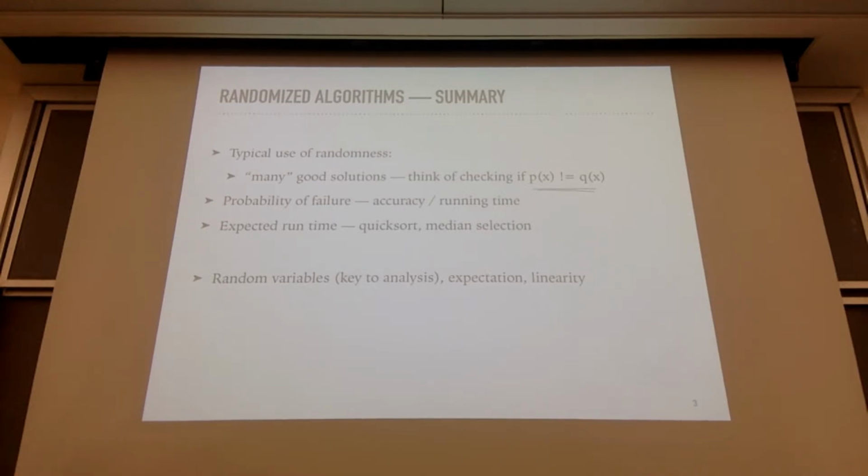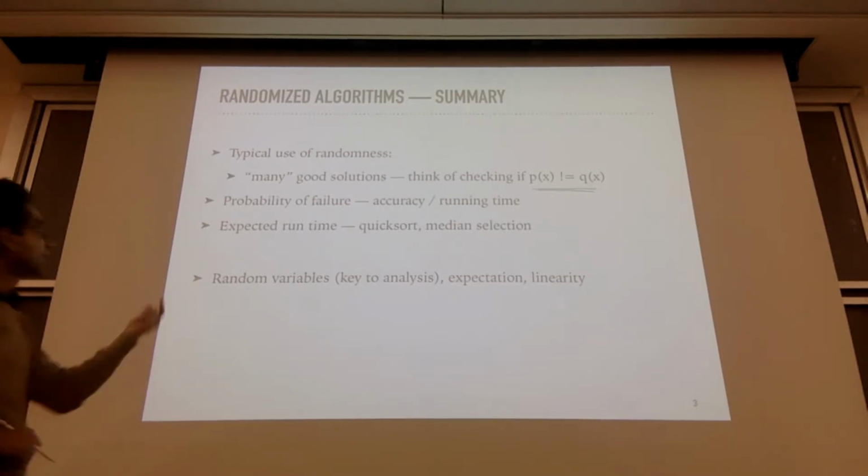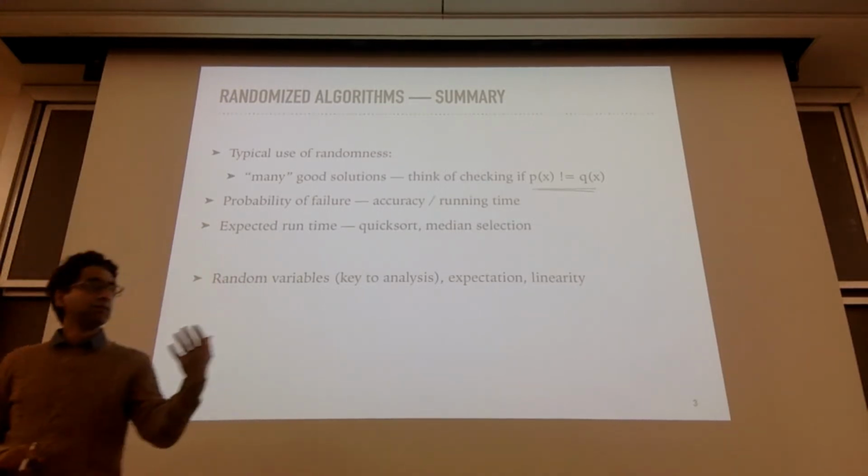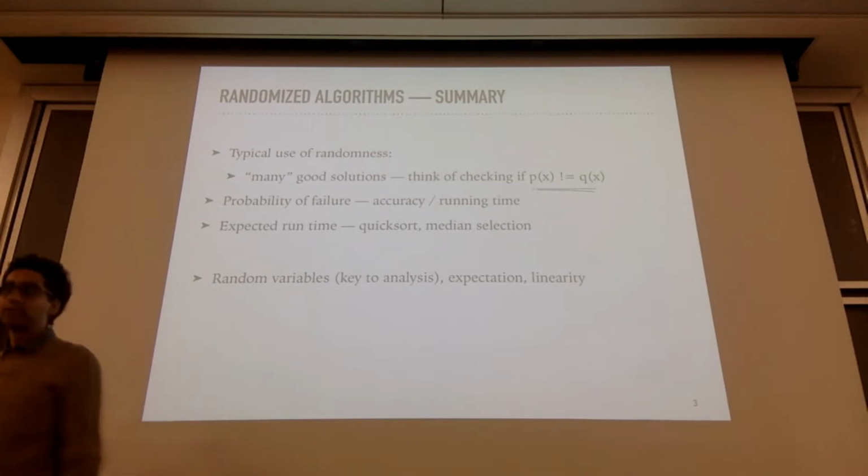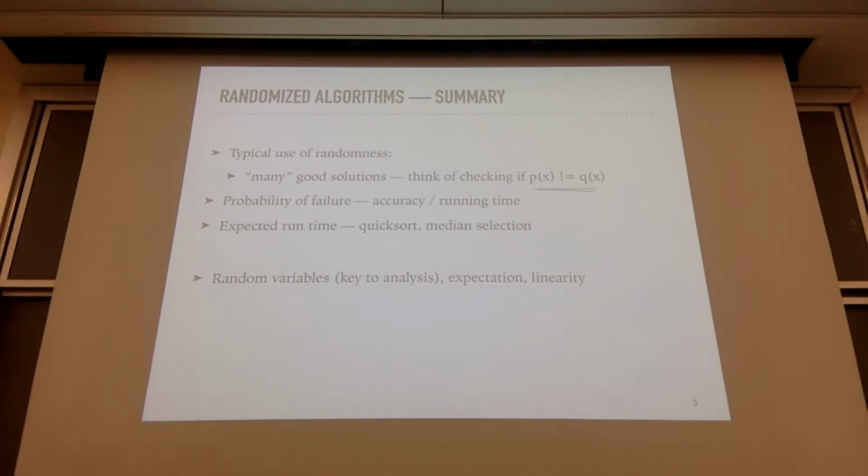One thing we found is that usually randomized algorithms have some probability of failure. And failure could mean multiple things. It could mean, for instance, that the answer that's output is not the right one. It could also mean that the running time is larger than you would like it to be. In that case, you might want to bound these kinds of probabilities. This is one of the typical features of the analysis.